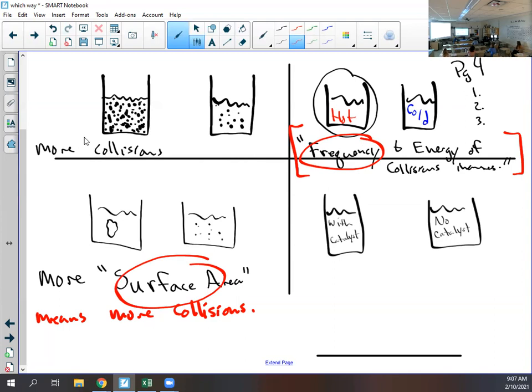And then the higher the concentration, the more stuff, the more collisions. Just think of a full parking lot. Much more likely to have a collision here than here.